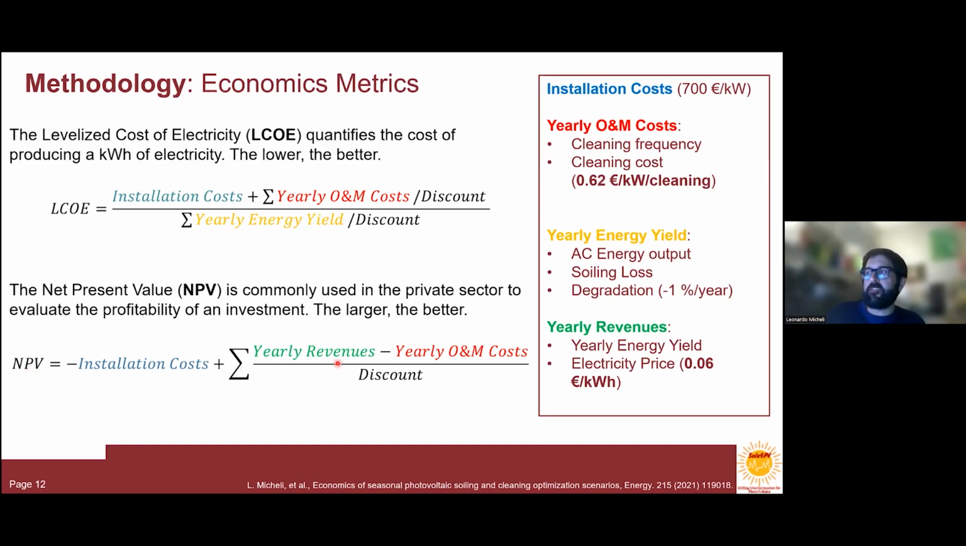This is calculated essentially as the sum of the yearly revenues minus the yearly O&M cost minus the installation cost. And the yearly revenues in this case are calculated by multiplying the yearly energy yield we previously took into account, multiplied by the electricity price.